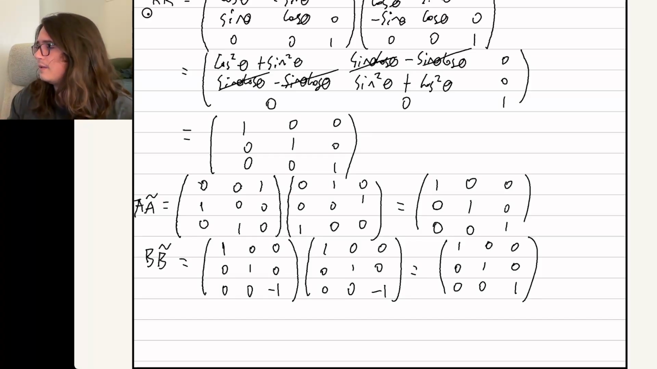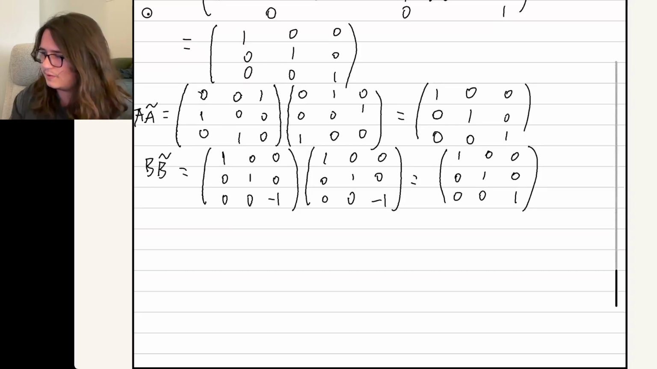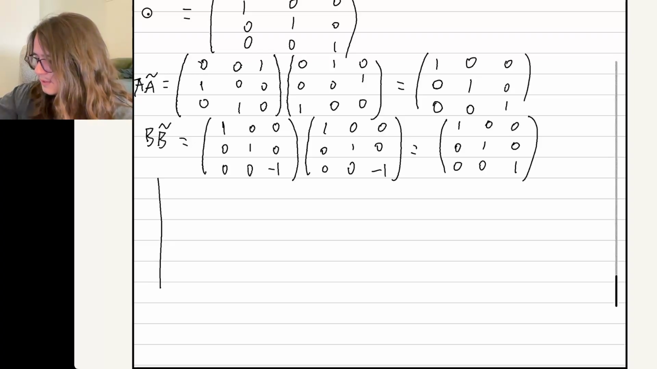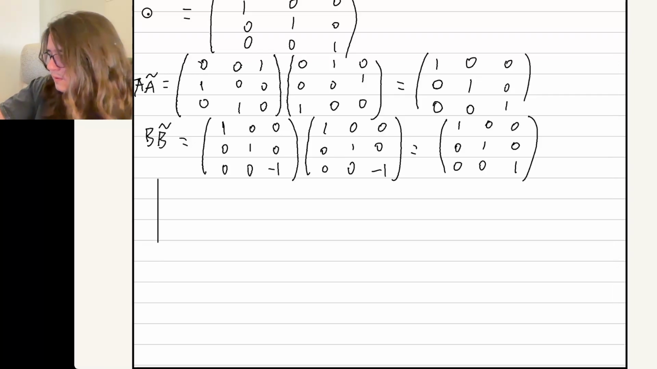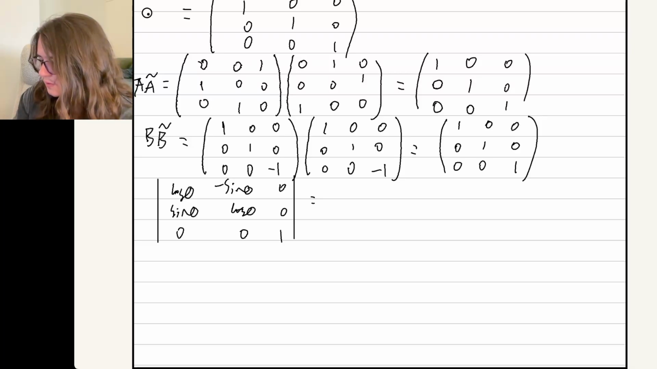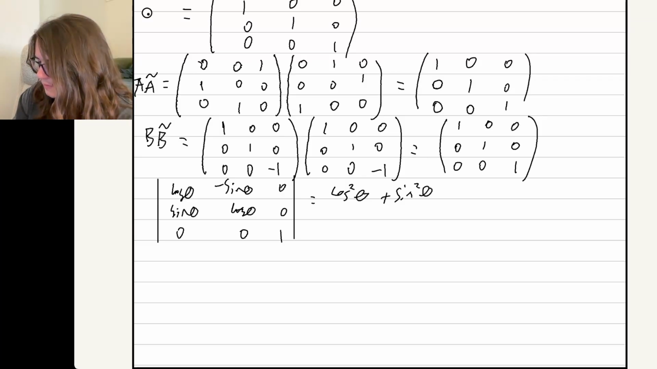The last thing to check is that the determinants are equal to positive or negative 1. So the determinant of the rotation matrix is cosine theta, sine theta, 0, minus sine theta, cosine theta, 0, 0, 0, 1. The determinant of that is cosine squared theta plus sine squared theta, and then 0. Okay, so it's 1. Fantastic.